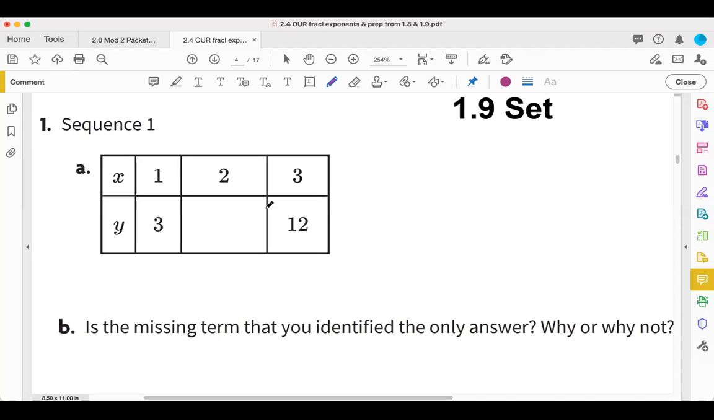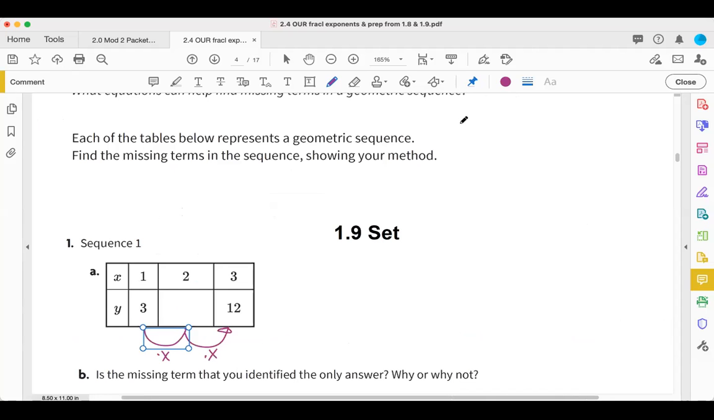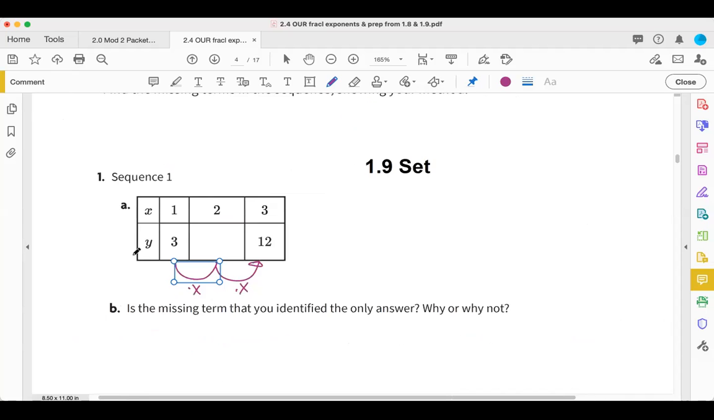Real G's multiply their money. So starting at 3, we multiply with some x term. Multiply again with some x term. Just a heads up, this is the 1.9 set, and we're working with geometric sequences. So recall, real G's multiply their money. In this type of sequence, we're multiplying every time we move forward.